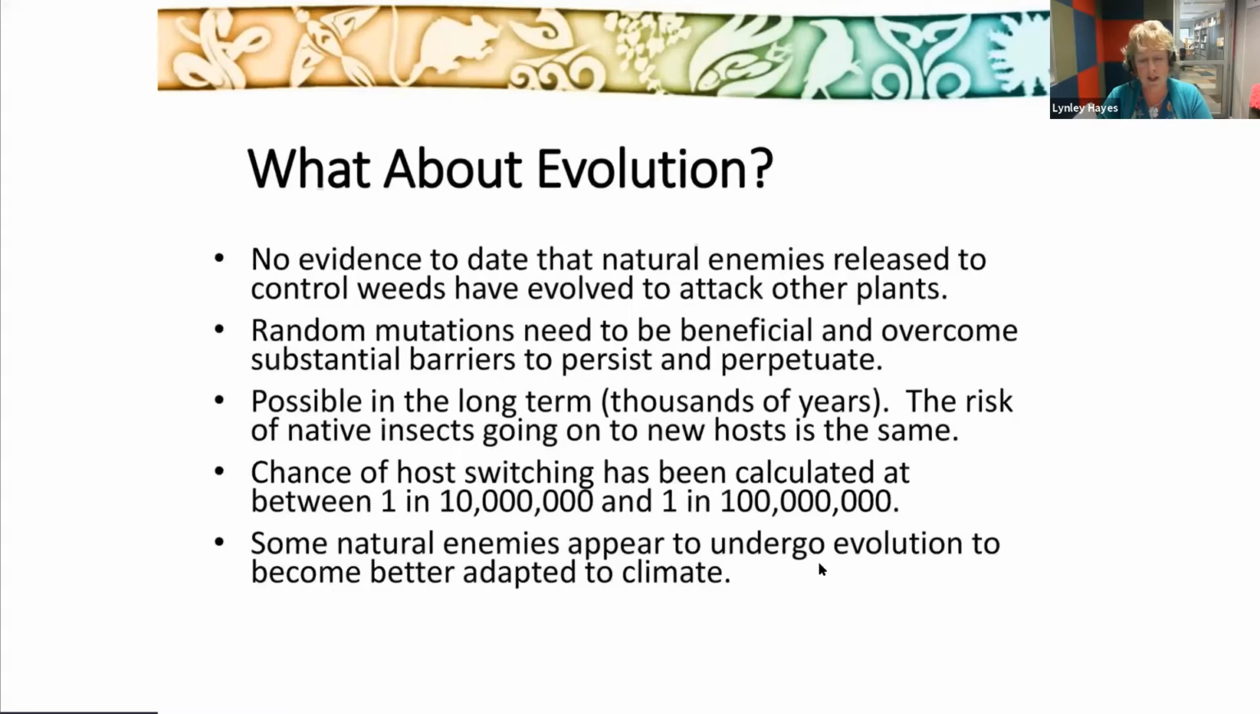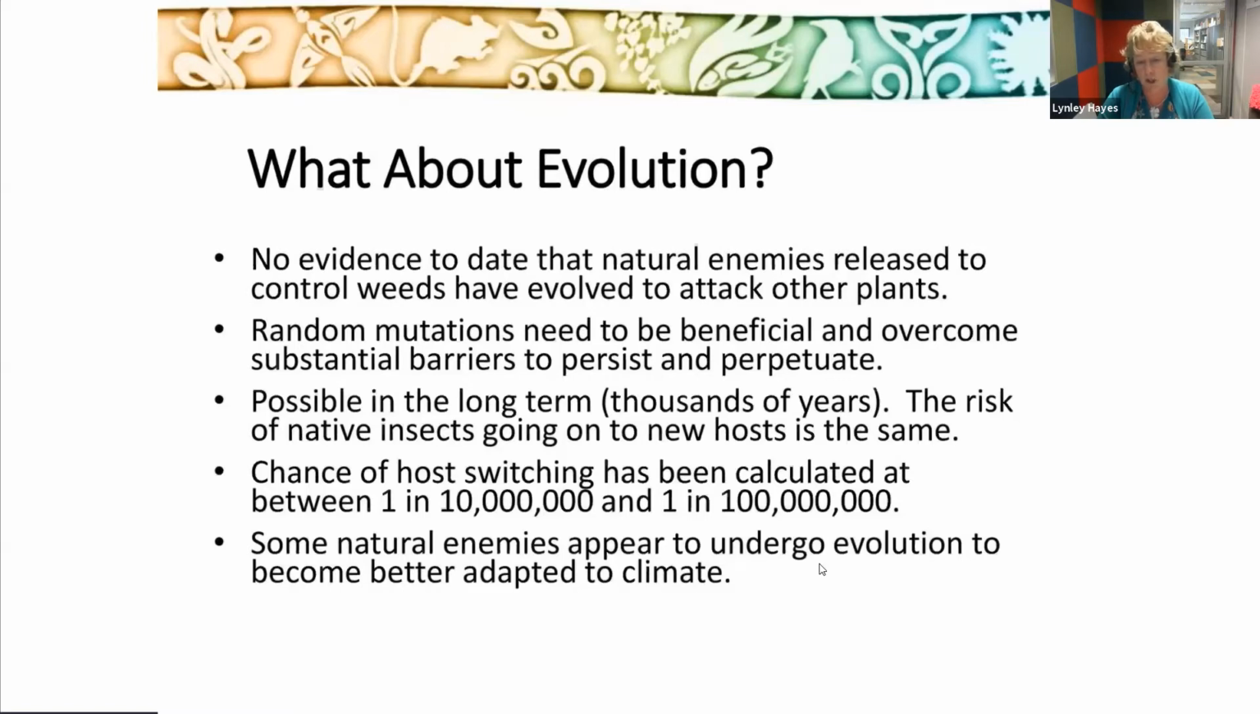And the thing we have to understand about random mutations, yes, they can happen, but for a random mutation to be successful, it needs to be beneficial to that organism. And quite often they're not. Living things are very complex, and for one gene to change and for that not to then harm other parts of the way that organism functions doesn't happen very often.